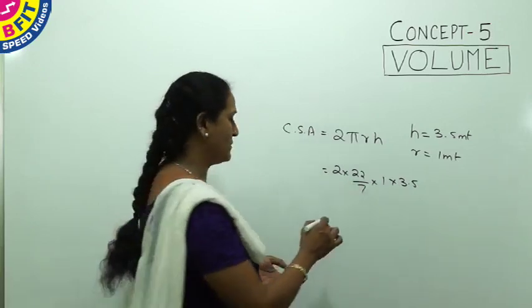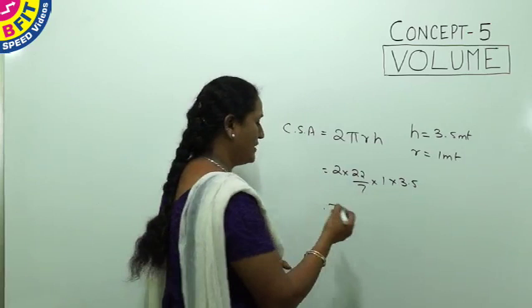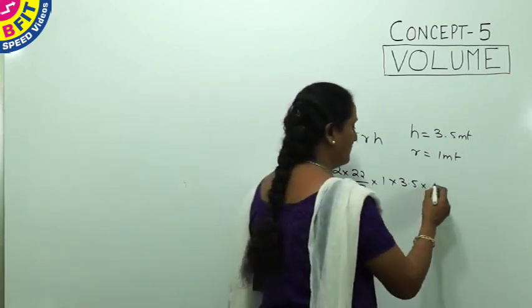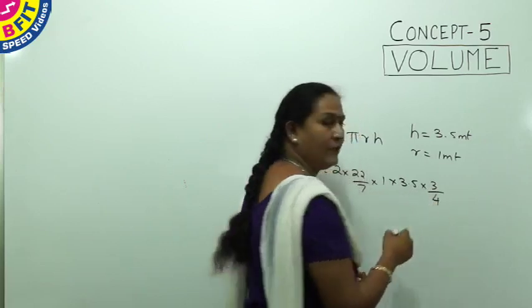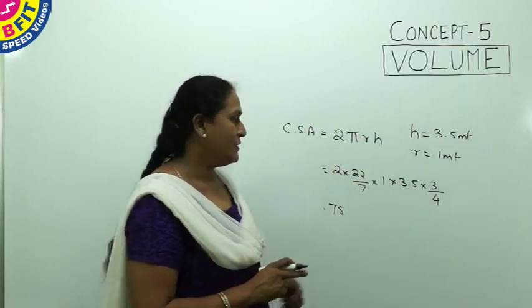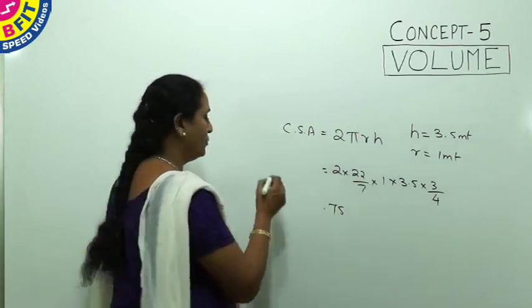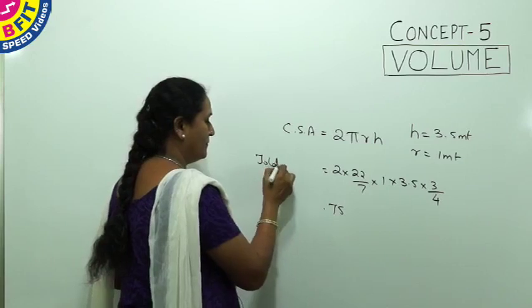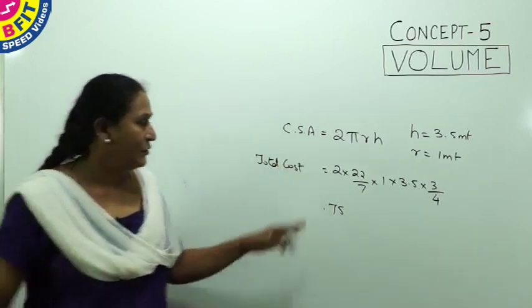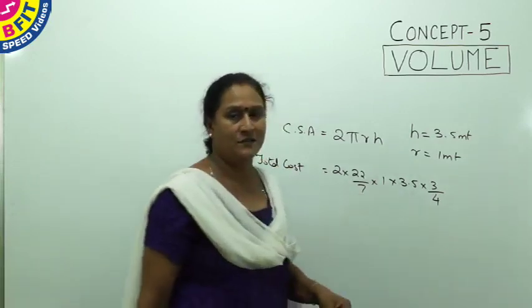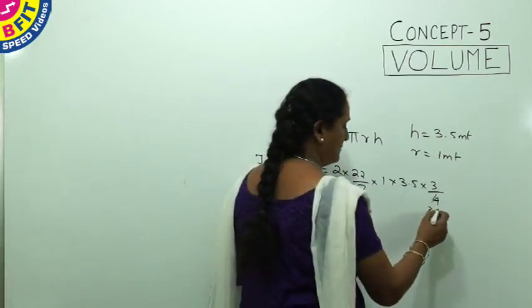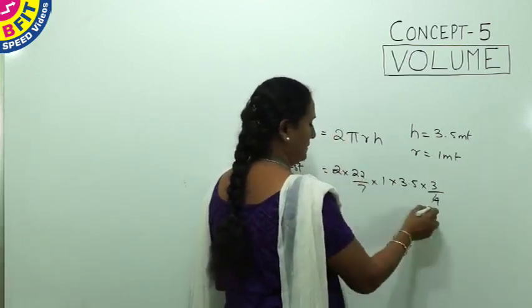So what is the cost per square meter? It is 0.75, 75 paise, or we can write this as 3/4 of a rupee. So instead of taking 0.75, we take 3/4 of the rupee. So calculating this, we get the total cost. So total cost is 2 pi r h into cost per square meter. Now what is the answer? So this is cancelled.